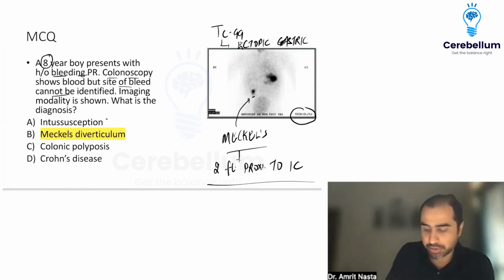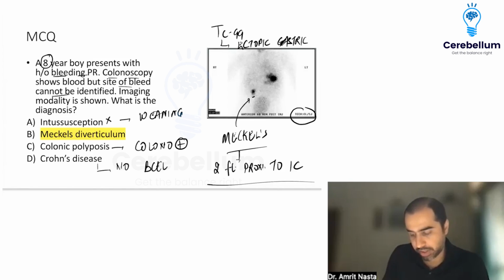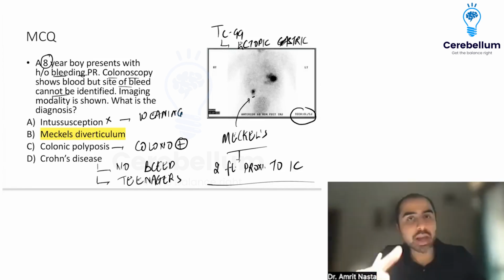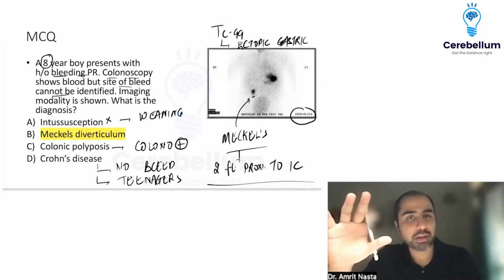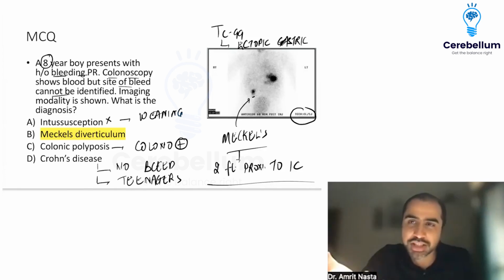An 8-year-old boy cannot be intussusception because intussusception is seen in the weaning period. Polyposis is possible, it would be acceptable, but colonoscopy should be diagnostic. Colonoscopy would have identified Crohn's disease, and Crohn's disease again is seen in teenagers like you. You could have ruled it out by age. If it were polyposis, why were polyps not seen on colonoscopy? Polyps should have been seen. So the answer is going to be Meckel's diverticulum.